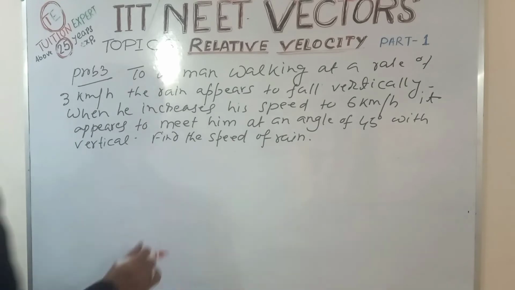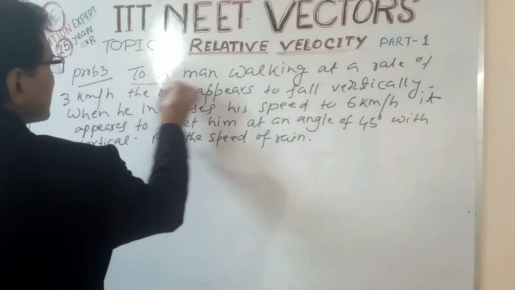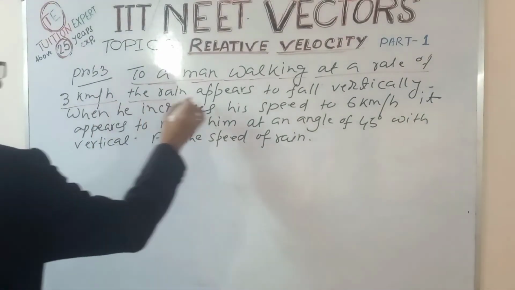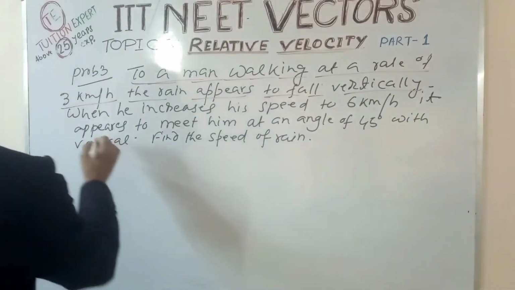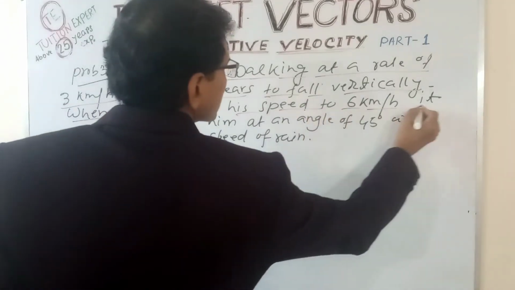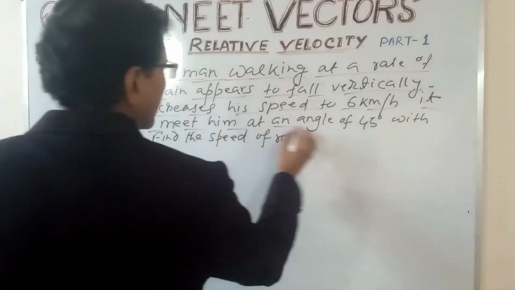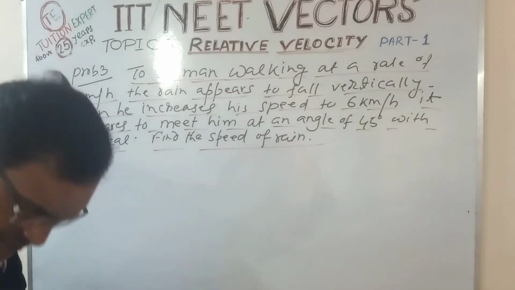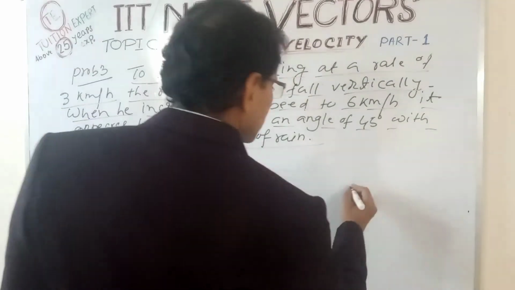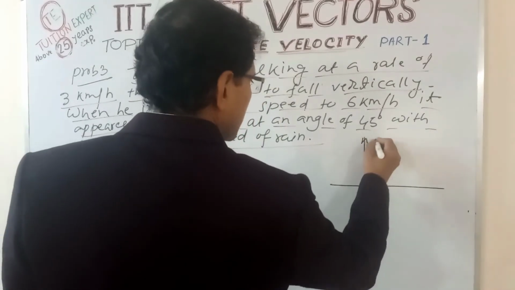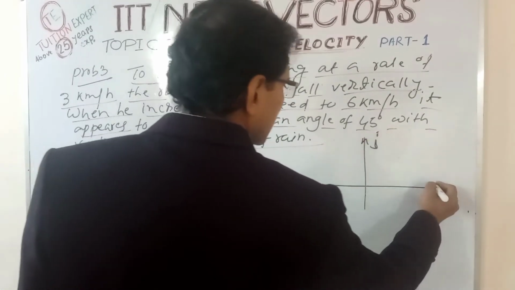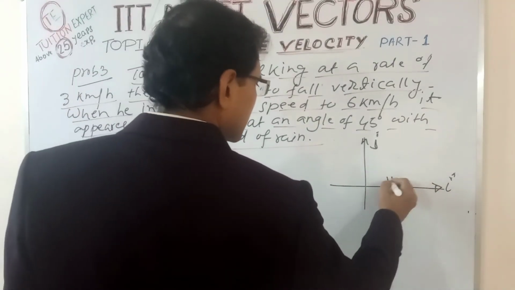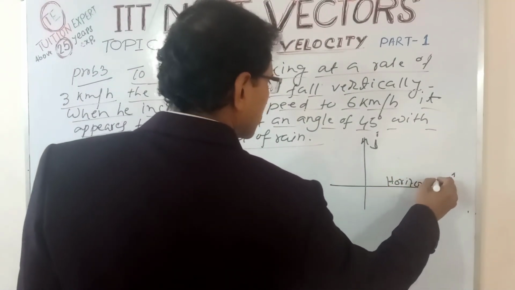Now I repeat this problem once again. A man walking at a rate of 3 km per hour, the rain appears to fall vertically. When he increases his speed to 6 km per hour, it appears to meet him at an angle of 45 degree with vertical. Find the speed of rain. So this direction is J and this direction is I. This is horizontal, this is vertical.